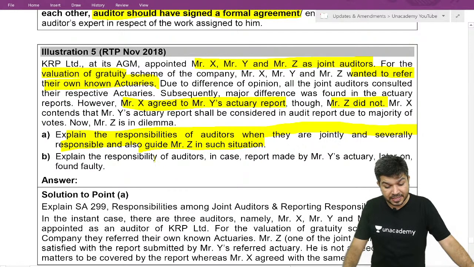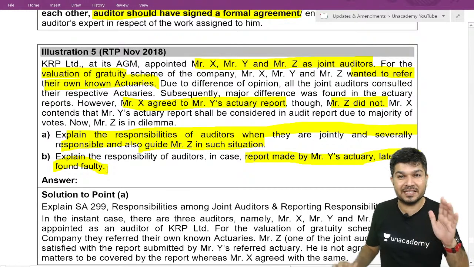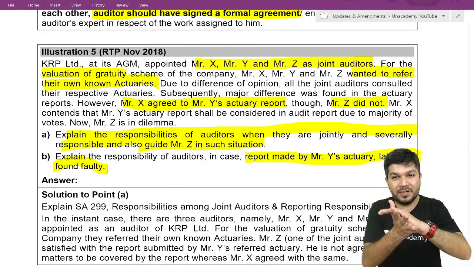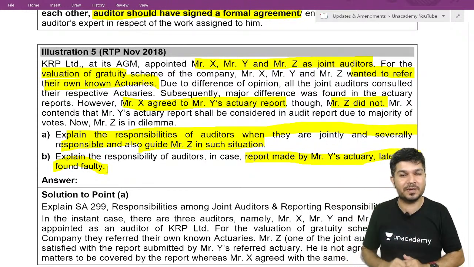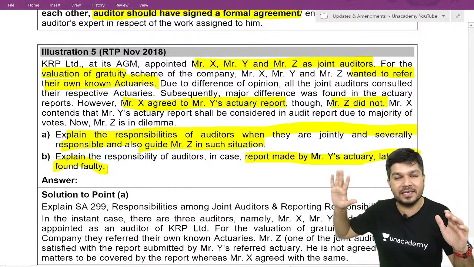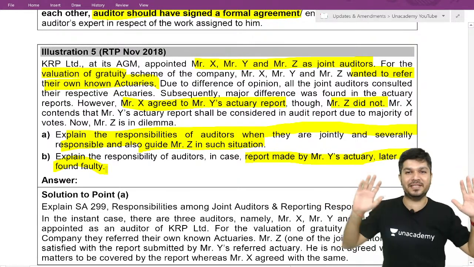Later on, if the report made by Y's actuary was found faulty. Now, Y's actuary's report was found faulty. X and Y had a common thing: X and Y had accepted a common report. Z came out with his own separate report. If Y's actuary's work was faulty, X and Y will be responsible, not Z. Sir, why not Z? Because Z has already given his own separate opinion.